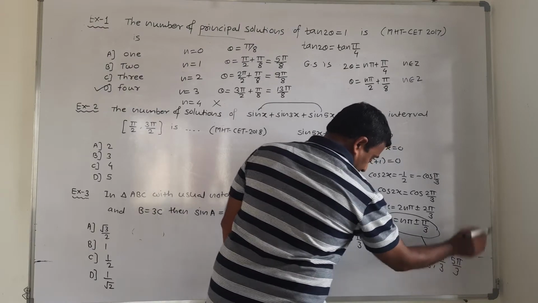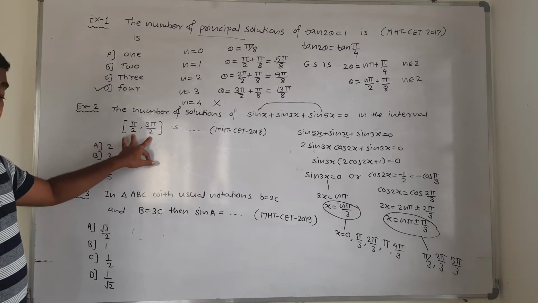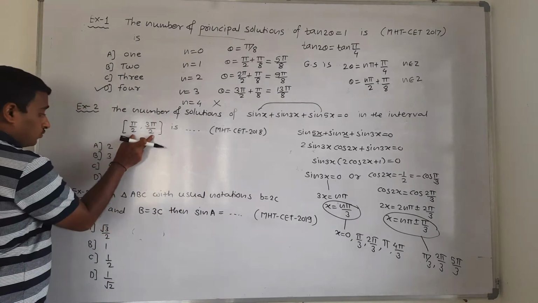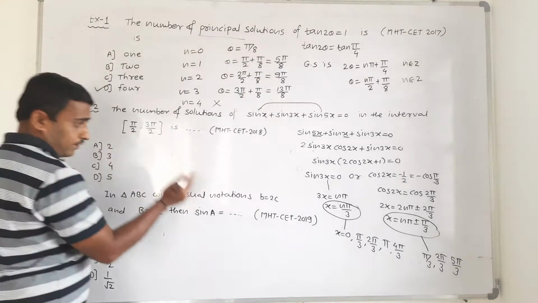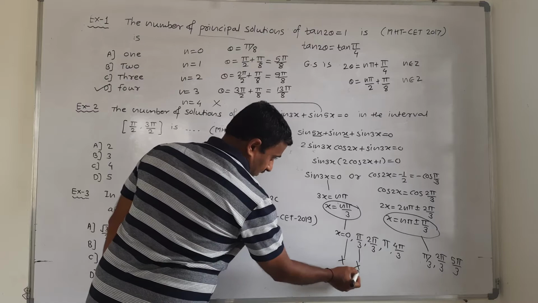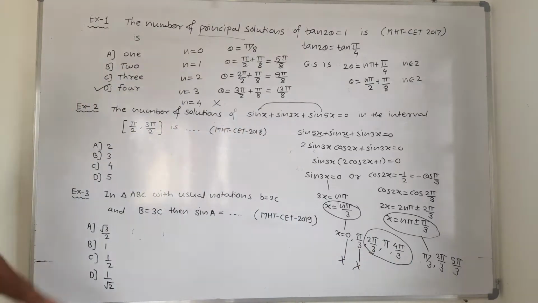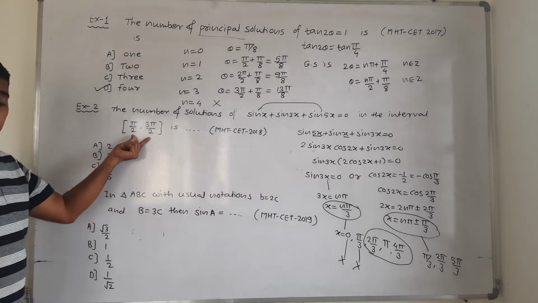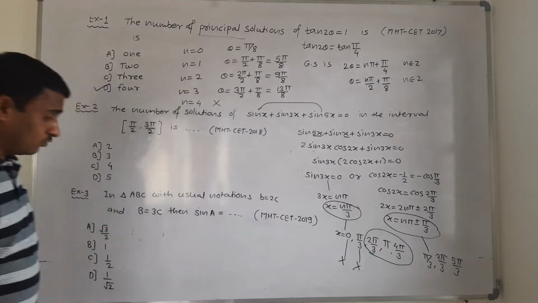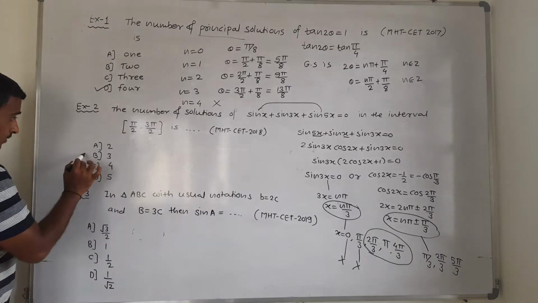Therefore these are neglected, that is, they do not lie between pi by 2 and 3 pi by 2. Therefore, solutions between pi by 2 and 3 pi by 2: 0 is not there, pi by 3 is not there, cancel. 2 pi by 3, pi and 4 pi by 3 are the solutions that lie between pi by 2 and 3 pi by 2. Therefore the number of solutions is only 3: 2 pi by 3, pi and 4 pi by 3. Therefore option B.